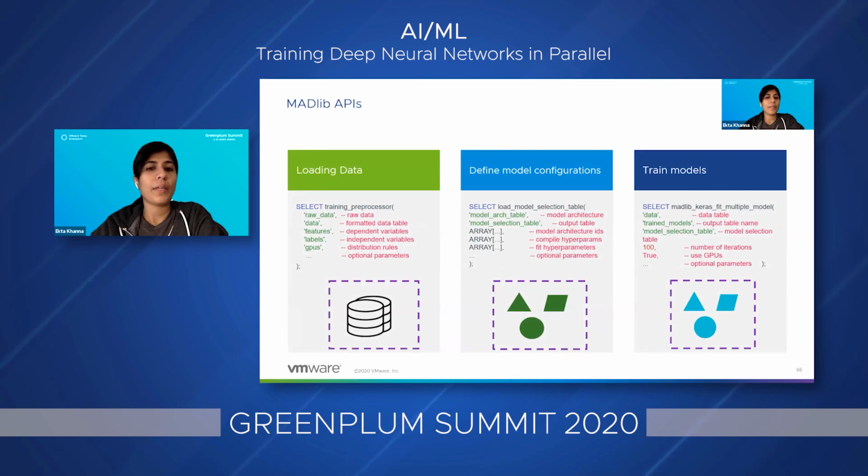These are some of the APIs that are there for loading the data for deep learning. Defining the model configuration, which gives a model selection table with all the different configurations that we have, and training the model itself on the data set, which gives the trained models as an output. Next slide.